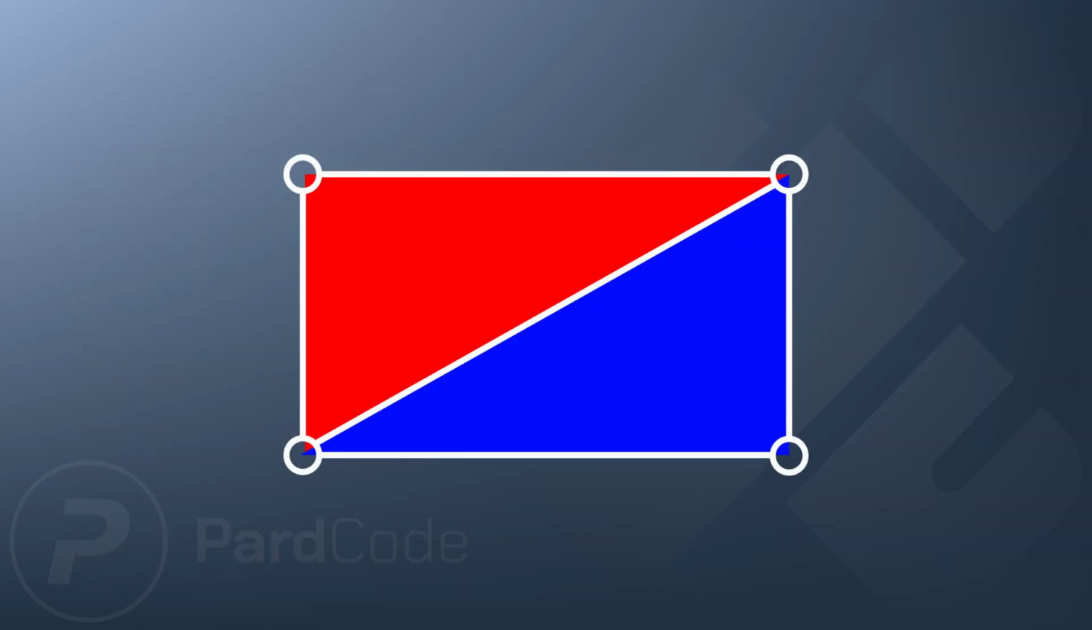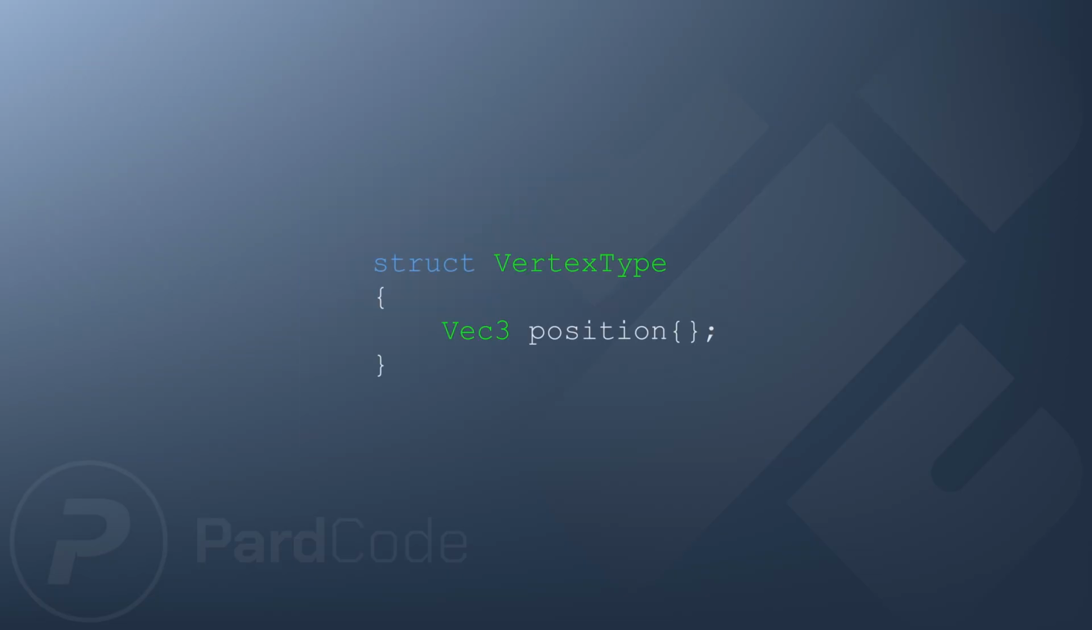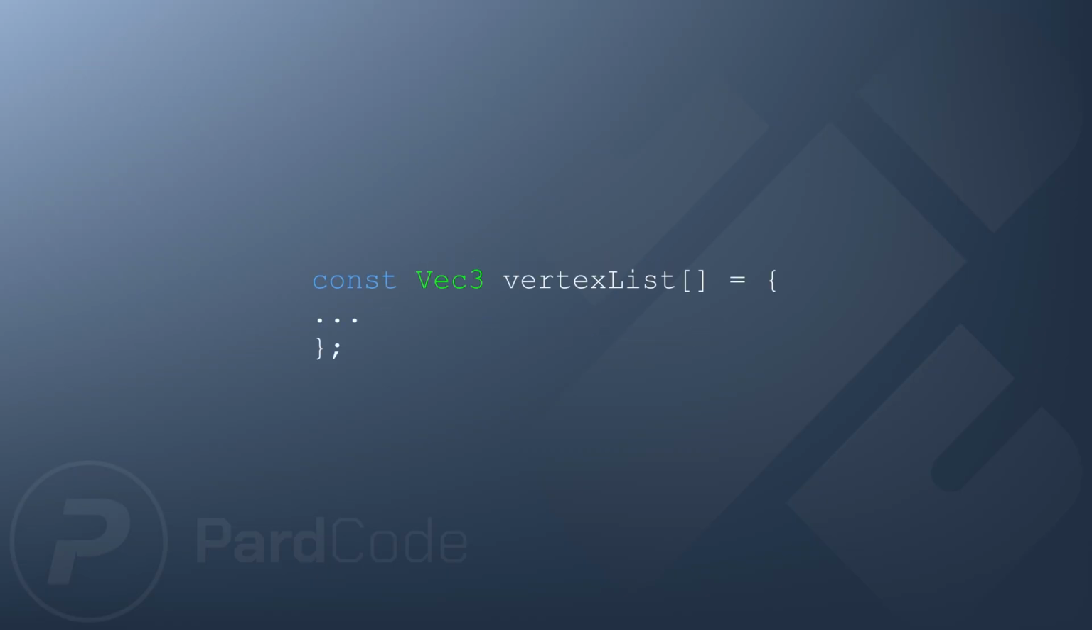At this point, we want to color the surface of our quadrilateral in a specific way. Each corner should have a different color, which will result in a smooth gradient across the surface. To do this, we need to define a proper structure for our vertex type. In the previous episode, our vertices only contained position data, so we didn't need to define a custom structure. We just used a simple three-dimensional vector to create the list of positions.